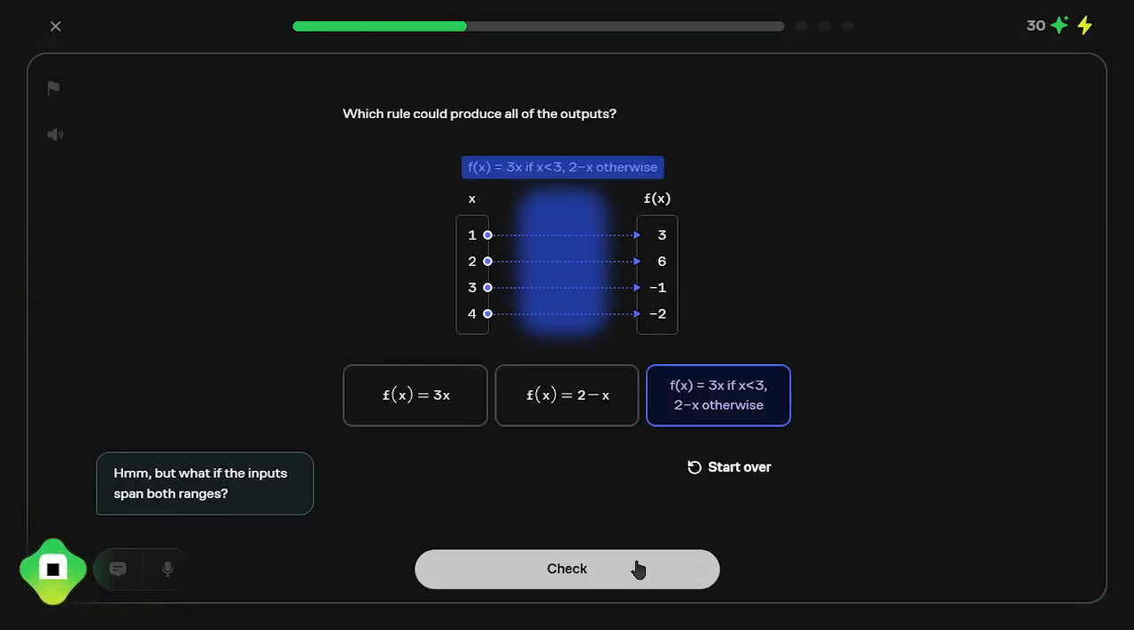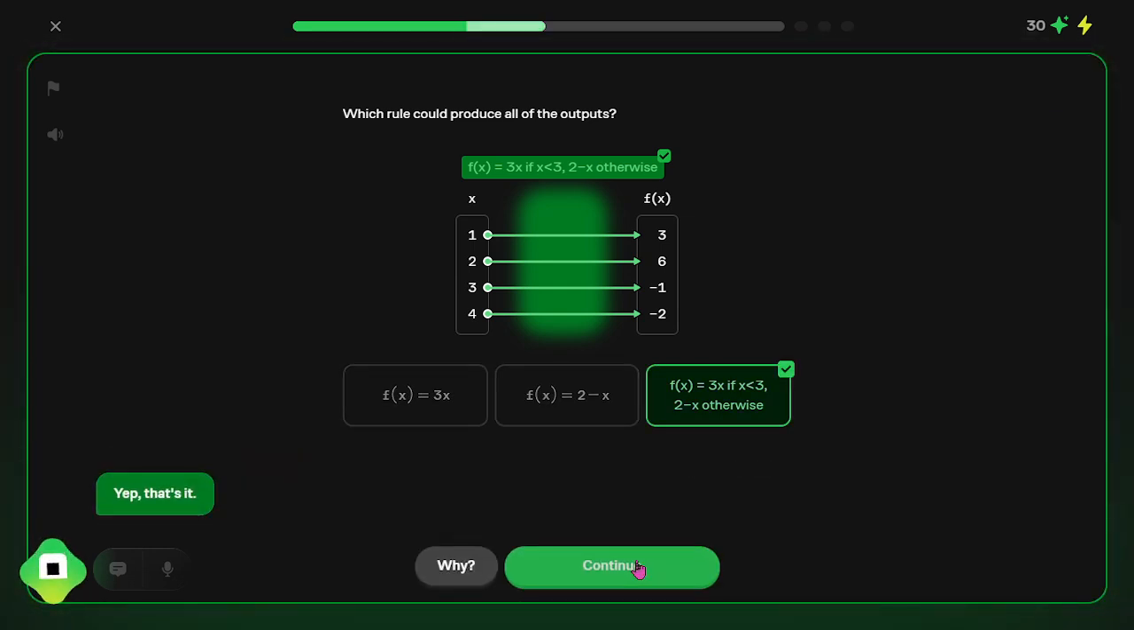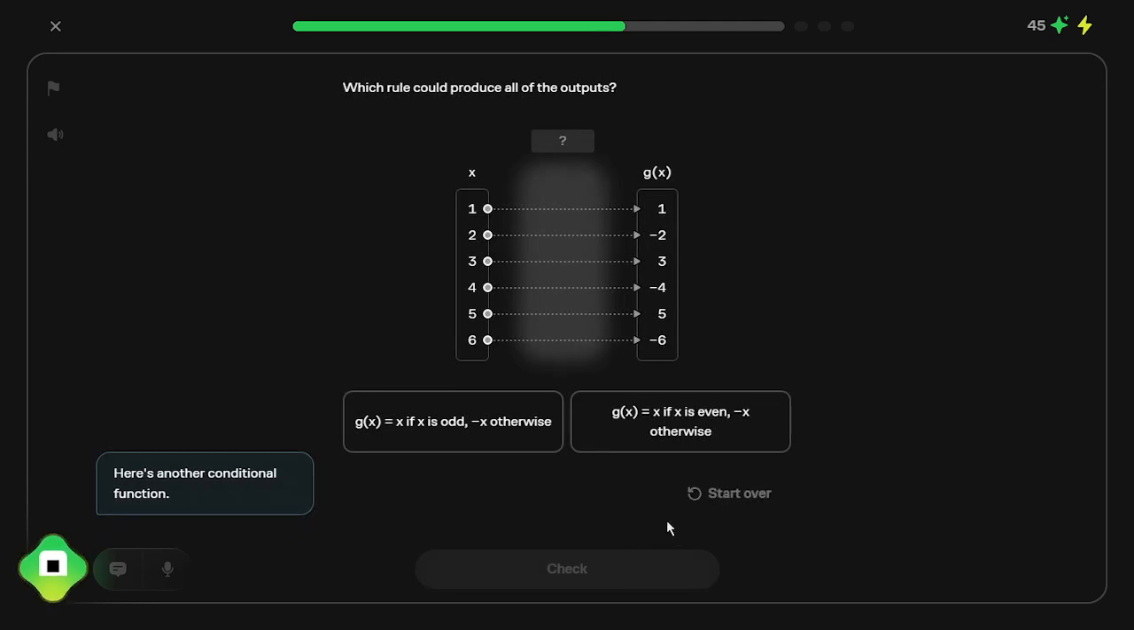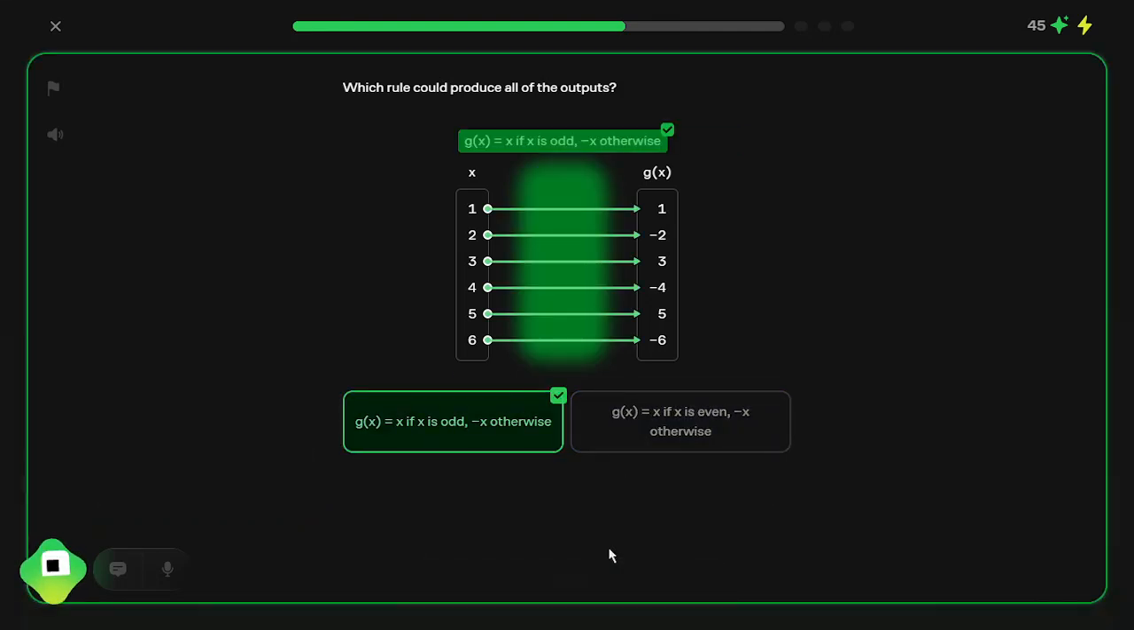But what if the inputs span both ranges? Yep. Here's another conditional function. The condition is different this time. Wait, this makes sense.